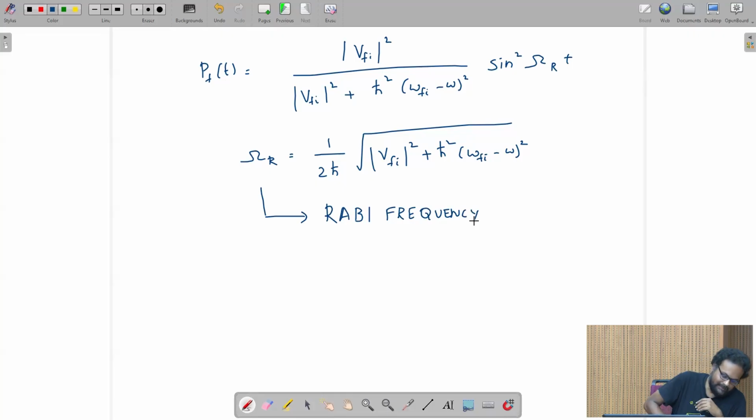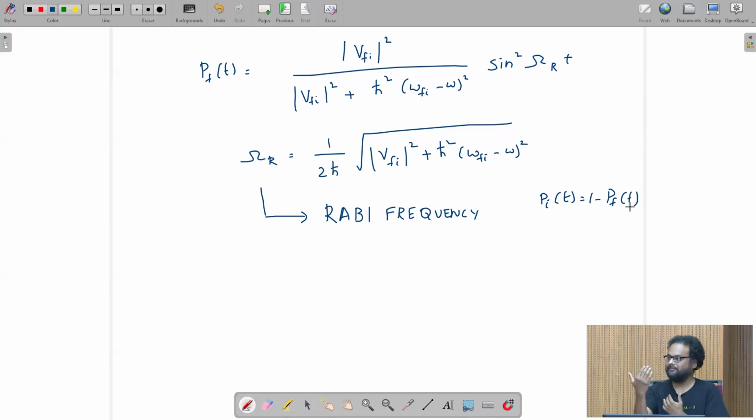So basically, the probability amplitude, of course, P_f is this, and my P_i is equal to 1 minus P_f. So in this simple picture, my probability is going to oscillate between i and f at the frequency given by the Rabi frequency, which of course depends on the strength of the interaction potential. Okay.